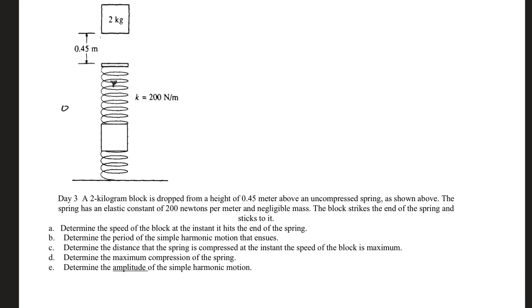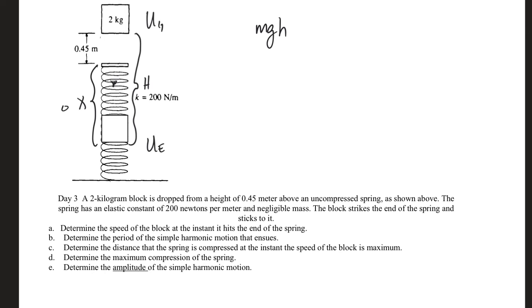Say it's right here. So the box has gravitational potential energy here, and down here, it has elastic potential energy. You don't know what this height is, nor do you know this distance. But mgh has to equal 1/2 kx squared. It's a conservation of energy problem.